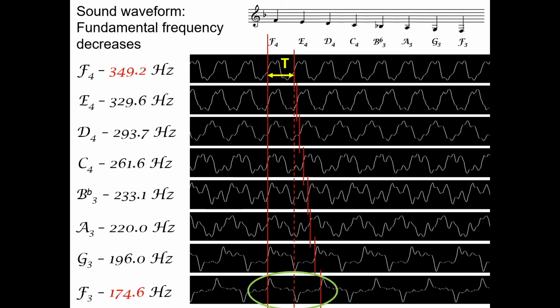You may notice that F3 is 1 octave lower than F4, and the period is exactly 2 times, so the frequency is half. Another interesting observation is that the waveform shape changes with the different notes, which suggests that they have different harmonics.